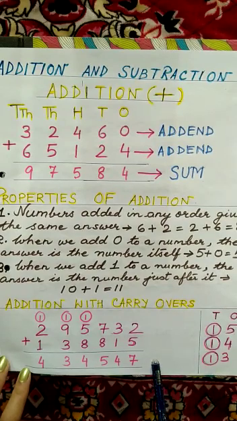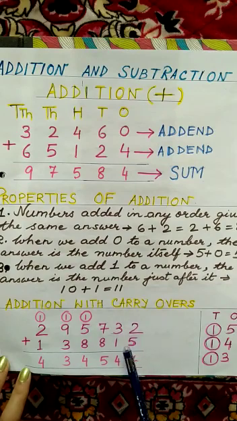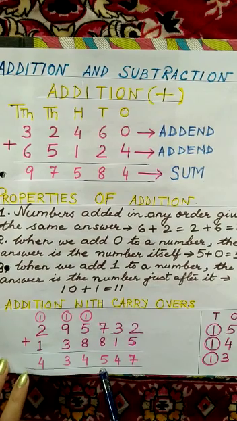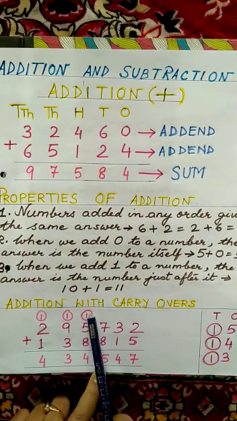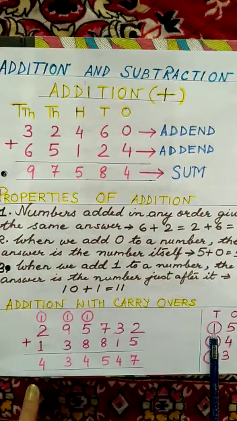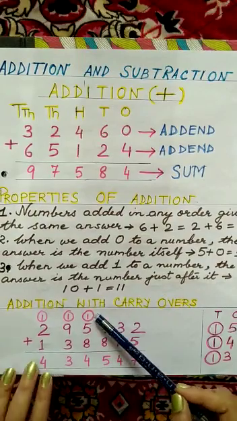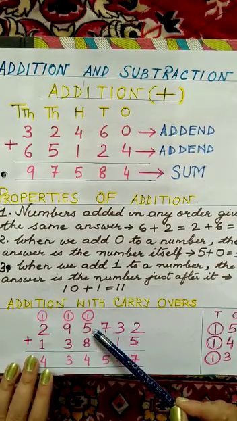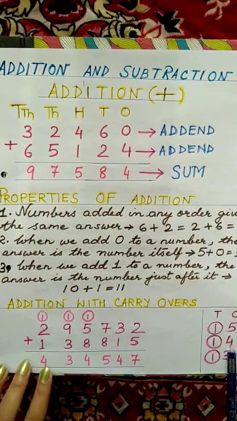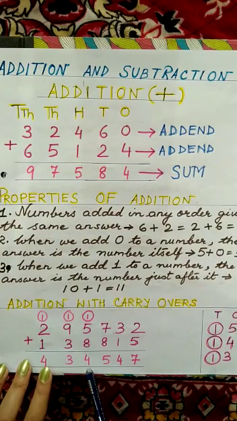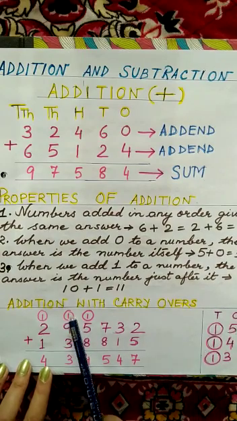For example, in this sum, 2 plus 5 is 7, 3 plus 1 is 4, 7 plus 8 is 15. Now we are getting a double digit number. So we bring down 5 which is in the ones place and we carry over 1 which is in the tens place. After carrying over, 1 plus 5, 6 plus 8, 14. Again we get a double digit number. Now we bring down 4 here and we carry over 1.